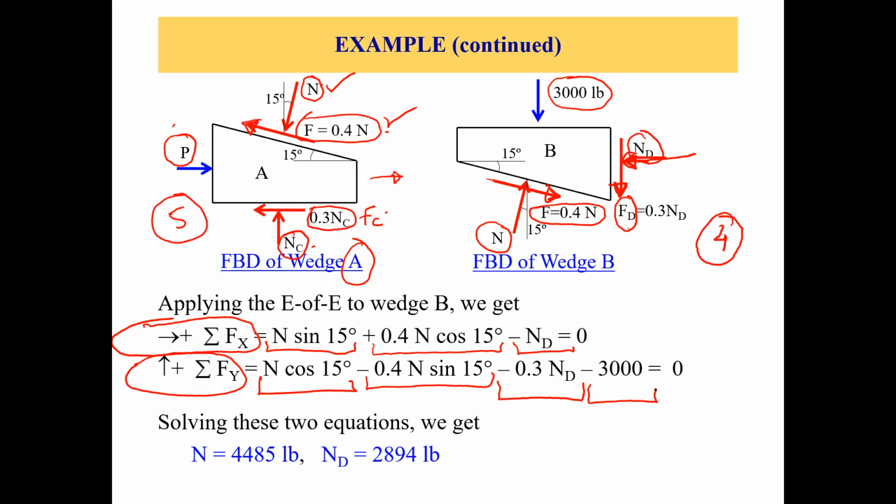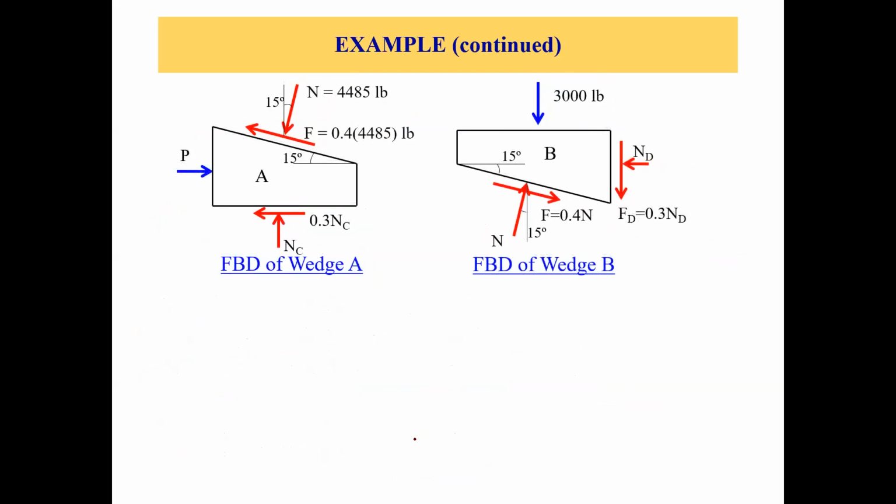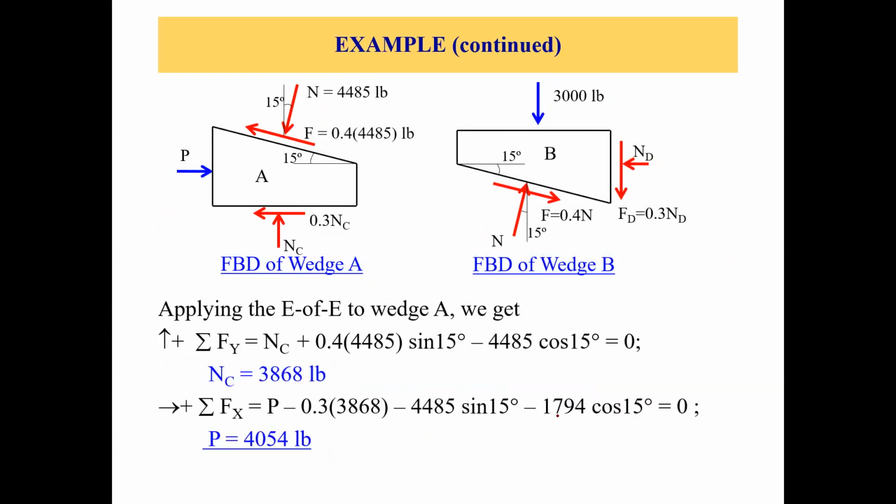So now we have these two equations, and if we solve them, we can find the value of n and the value of n sub d, because only these two are unknowns in these equations. So n equals 4,485 pounds and nd equals 2,894 pounds. With this, we are done with the analysis of wedge B, because we wanted to find n and nd, which we found, and now we can apply the equations of equilibrium to wedge A.